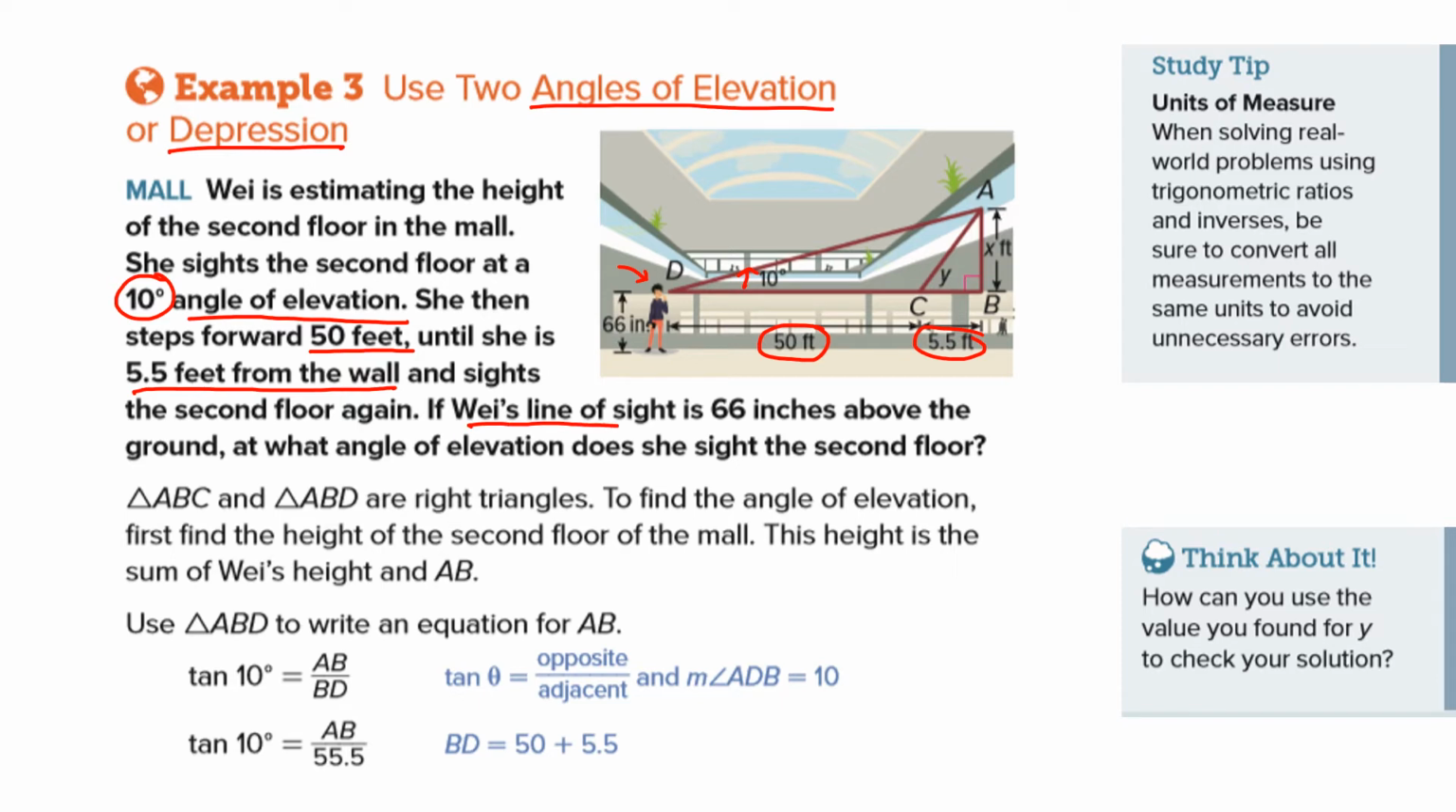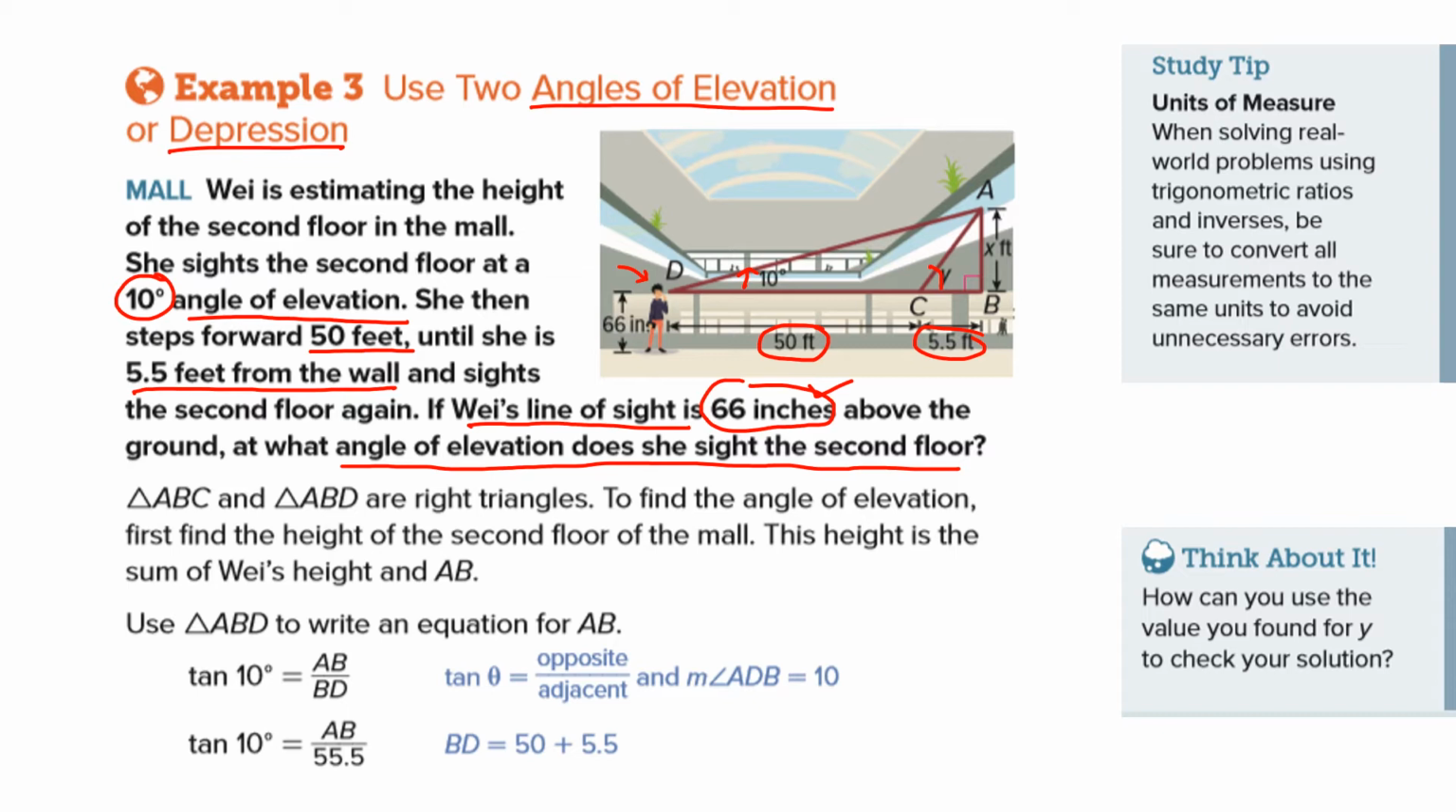Okay, so if Y's line of sight is 66 inches above the ground, that means she's standing at a height of 66 inches. This is her line of sight from her eye to the second floor point A. At what angle of elevation does she sight the second floor? That means you have to find the second angle, which is definitely, as you can see from the figure, more than 10 degrees. As she's moving closer to the point A on the second floor, the angle of elevation definitely is increasing. Okay, so let's complete the right triangle ABCD.